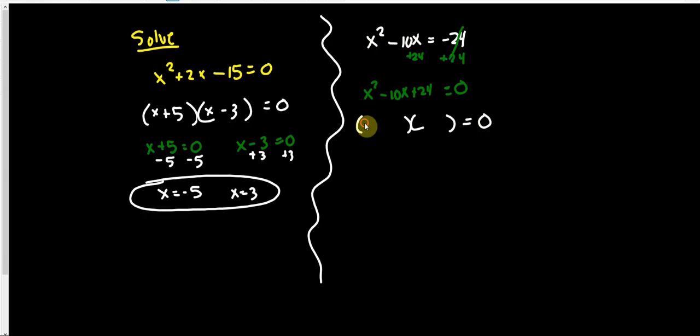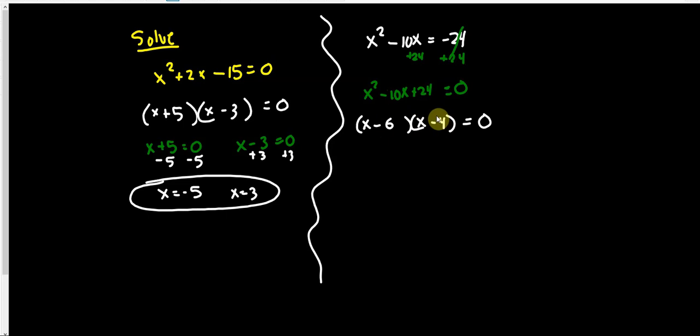Okay, let's see. Does this factor? That's a great question. Let's see. Are there any two numbers that multiply to positive 24 that add to negative 10? Let's see here. Well, I think I know of one. Negative 6 and negative 4. Check it with me.